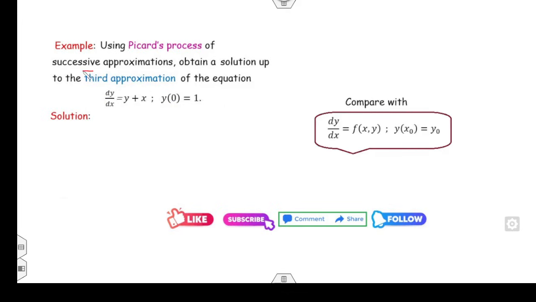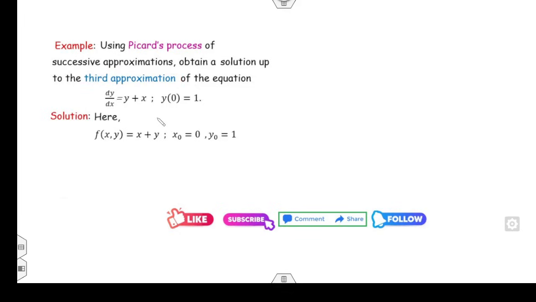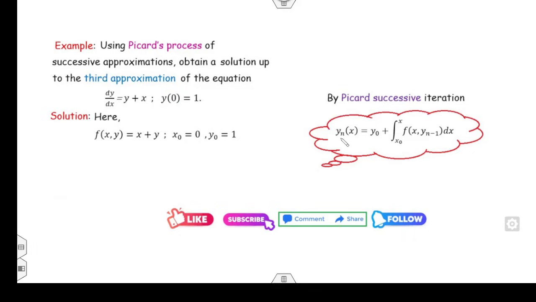Now how many approximations do you need? In the given statement they are asking for 3 approximations, so we can compare and we will get the value of f, x naught, y naught. By using the successive approximation we will get y n is y naught. What is x naught? It is 0, so I can substitute the value. What is y naught? Y naught is 1, plus the integral from x naught, which is 0. What is the value of f of x? So I can substitute x plus y of n minus 1 into dx. Fine. Now we can start with the first approximation.